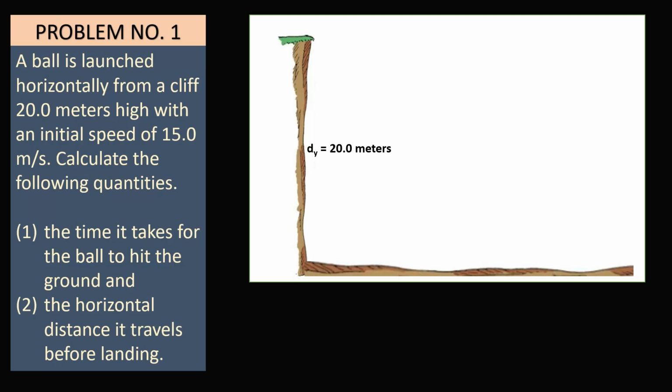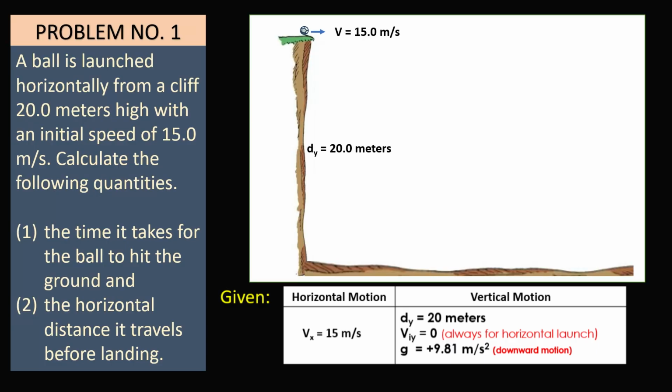So we are given with the height of the cliff and the initial horizontal velocity. The other quantities that is not given by the problem is the acceleration of the object, which is 9.81 meters per second squared, and the zero initial vertical velocity. In solving projectile motion problems, it is very important to separate the horizontal and vertical quantities. The problem is asking for the time of fall and the range or the horizontal distance.